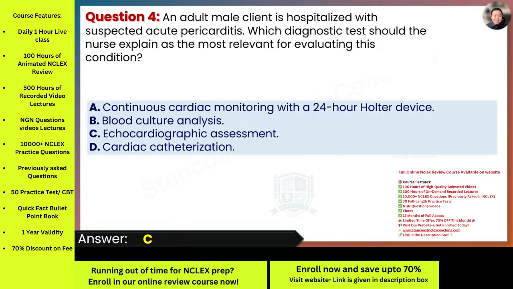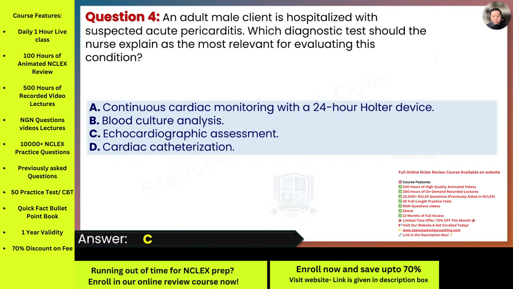Letter D is also incorrect. This is not the first-line test for pericarditis. This invasive procedure is primarily used to evaluate coronary artery disease, valvular disorders, and intracardiac pressures. Even if it can detect hemodynamic effects of pericardial effusion or tamponade, echocardiography is still the preferred, less invasive diagnostic method. Catheterization is only considered in complex or unclear cases where constrictive pericarditis or hemodynamic compromise is suspected.